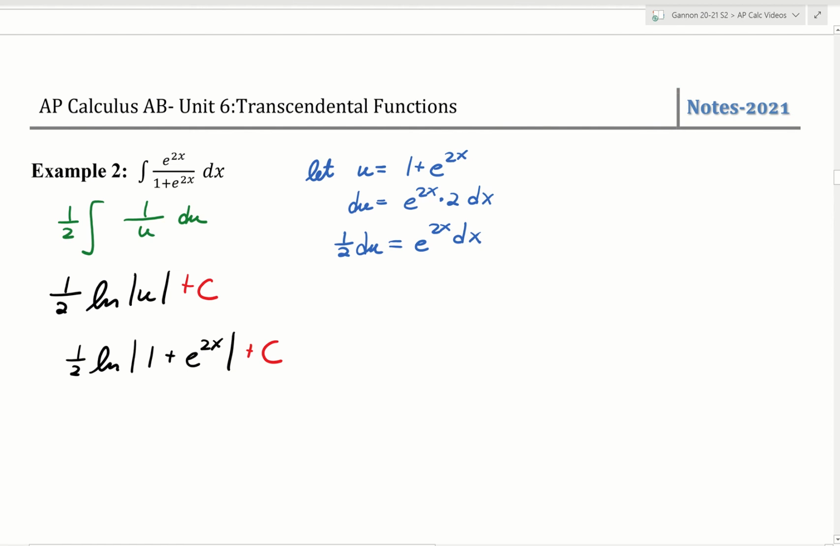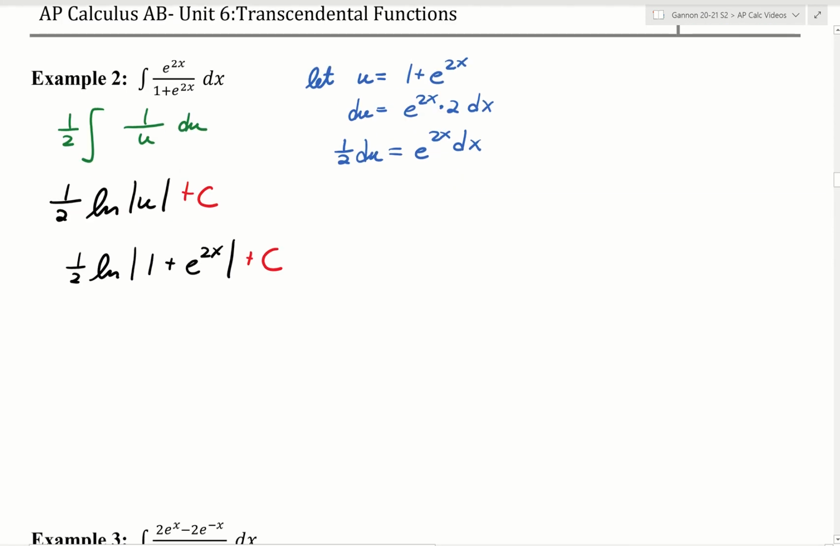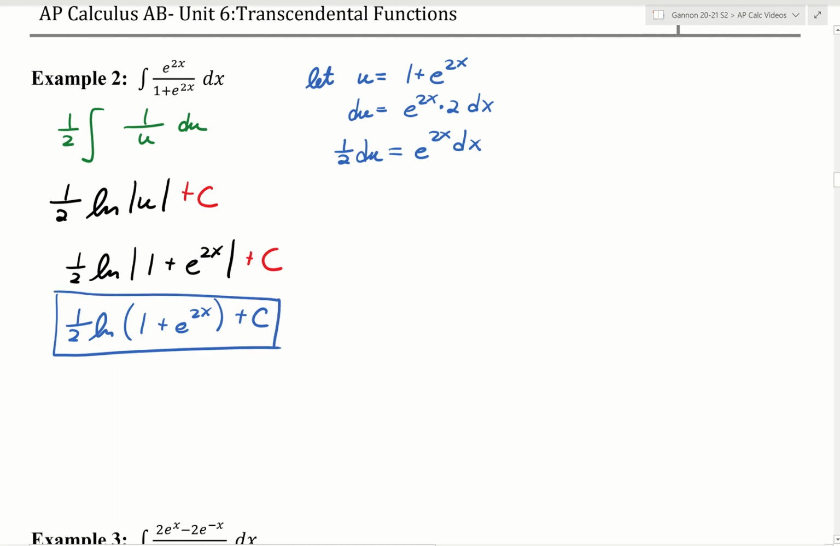And then the question you got to basically ask yourself is, are those absolute value bars necessary? In this case, 1 plus e to the 2x is always positive, which means they're not necessary. So we can't get away with keeping them. We want to remove the absolute value and call it 1/2 ln of 1 plus e to the 2x plus c. If that value inside of the absolute value is always positive, then the absolute values are not necessary and we need to remove them from our final answer.